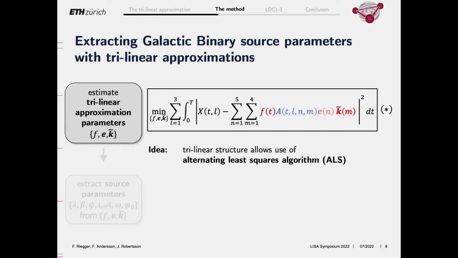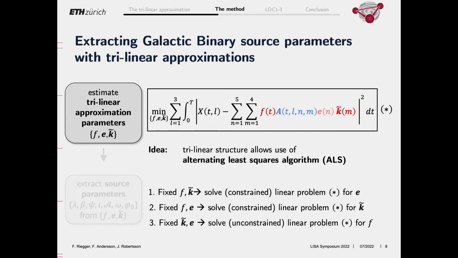And here we are formulating three updates. In the first step, we are fixing F and K tilde, and we're solving the arising linear problem for E. In the next step, we're fixing F and E, and we are solving the linear problem for K tilde. And in the third and last step, we're fixing K tilde and E, and we are solving the linear problem for F. And those updates are then repeated for a certain number of iterations.